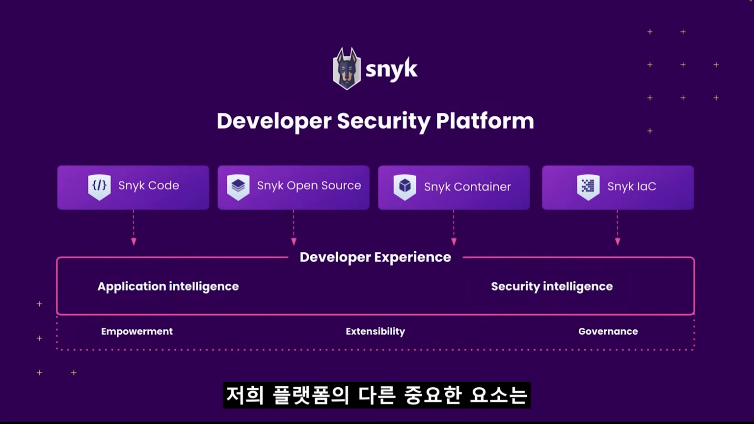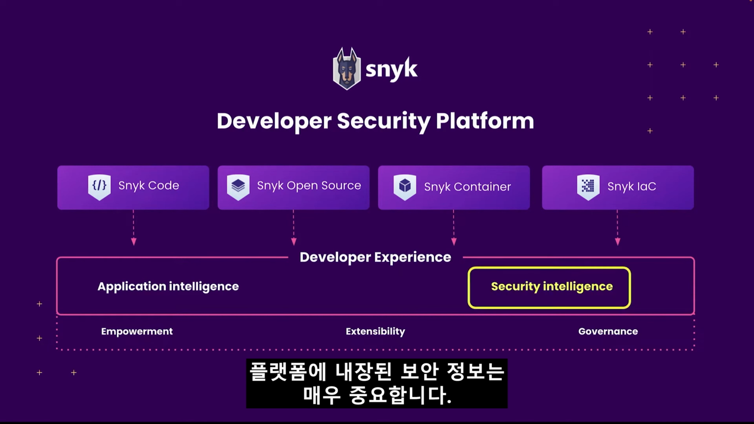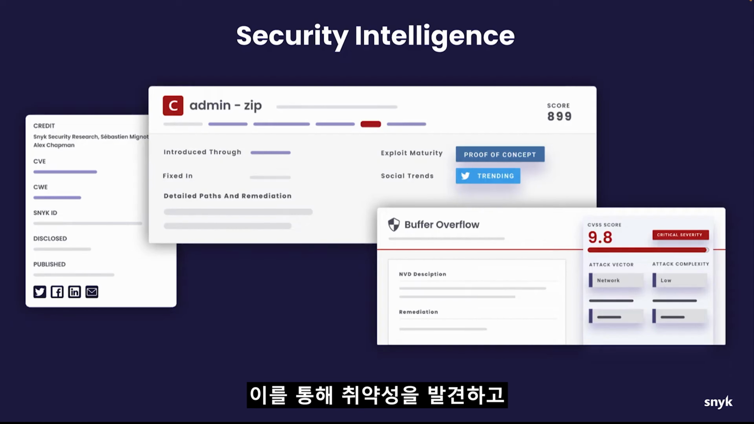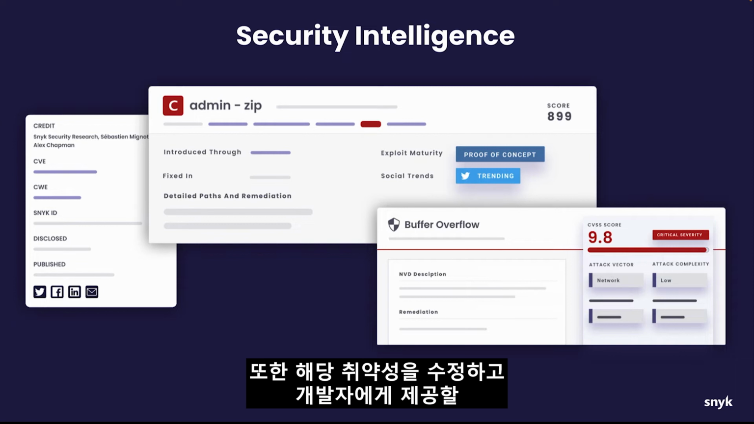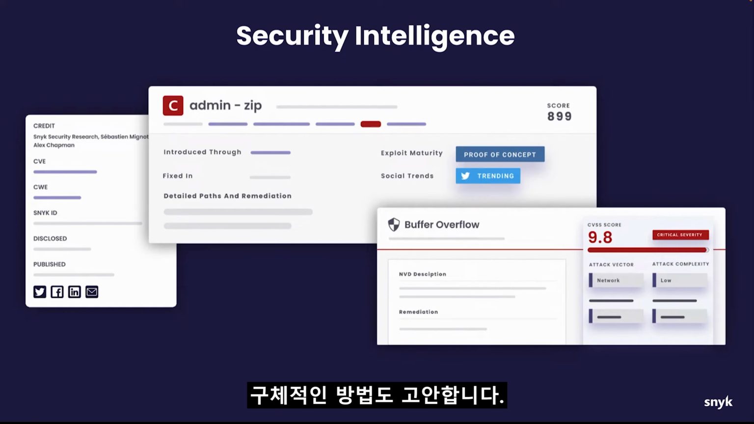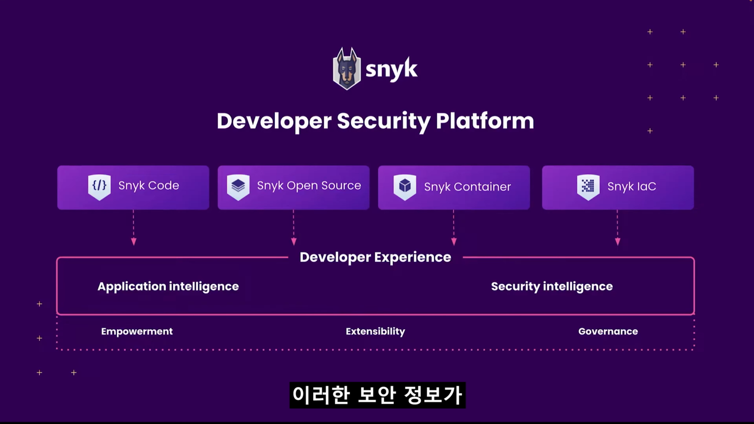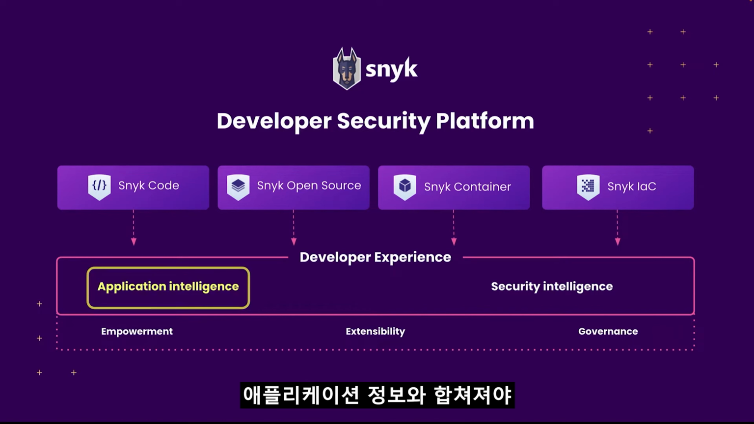Now, another important aspect of this platform is, of course, the security. After all, this is a developer security platform. And so security intelligence built into the platform is really important. That'll come up in the way that we discover vulnerabilities and the information that we provide to a developer about those vulnerabilities, but it also comes up in exactly how we fix those vulnerabilities and recommend that developers take care of them.